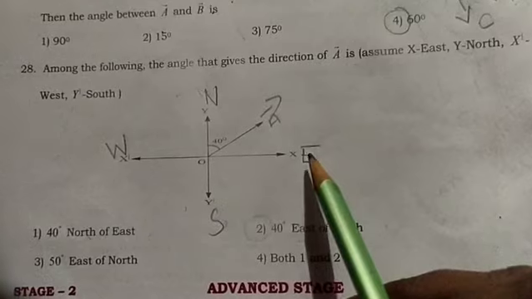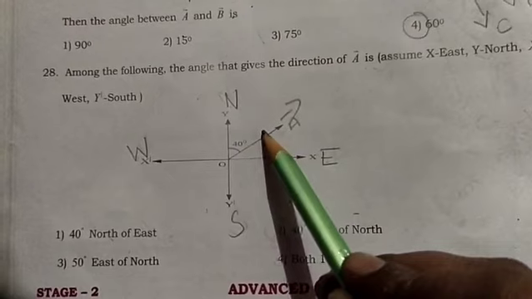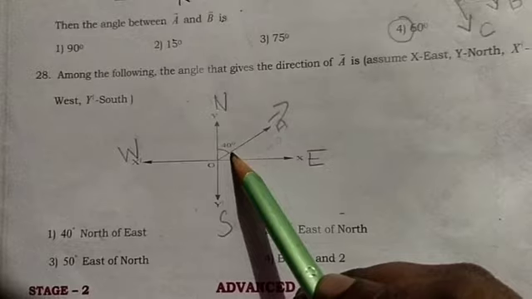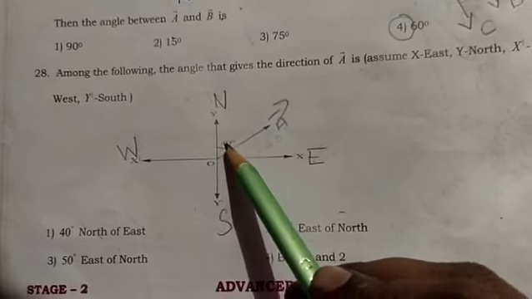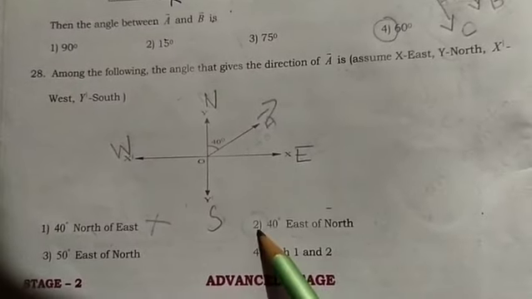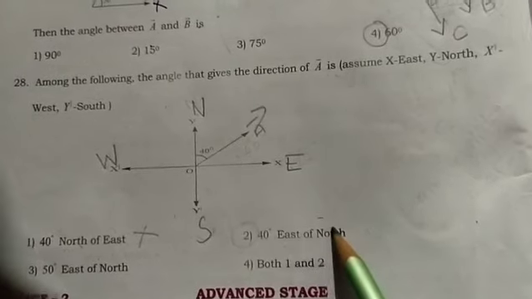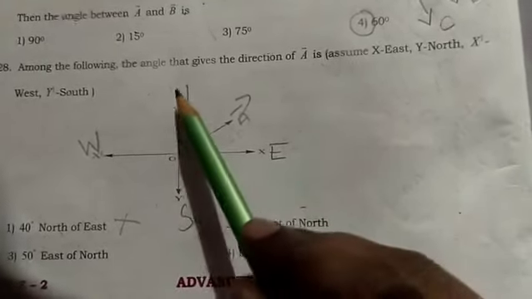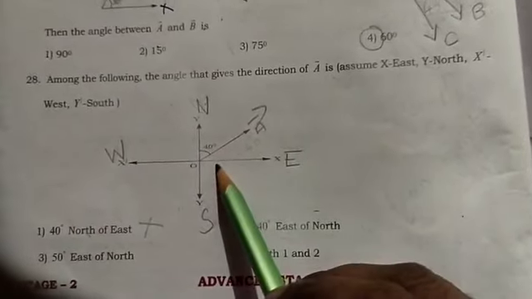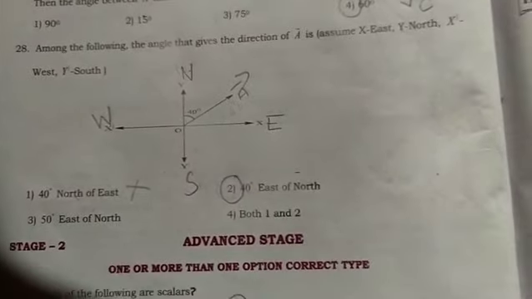Is it correct? From east to north 40 degree means this angle must be 40 degree. If this angle is 40 degree, this must be 50. But here they have given 40. So this won't be the correct option. Now let's see the second one. 40 degree east of north. From north to east, that is 40 degree. Is this correct? Good. So for this, option 2 is the correct answer.